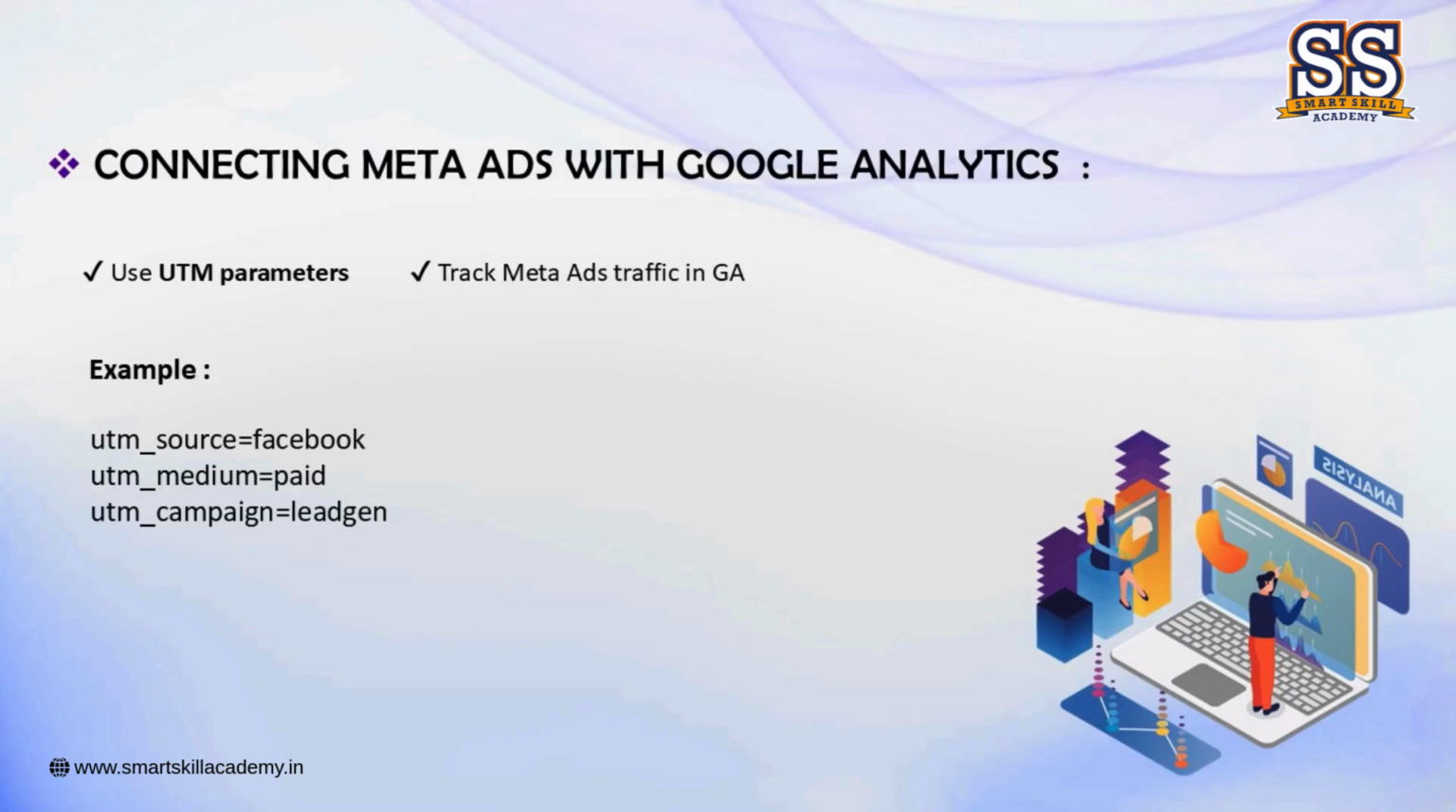To do this accurately, we use UTM parameters, small snippets of code added to the end of your URLs that act as digital tracking tags. As shown in our example, by defining the source as Facebook, the medium as paid, and the campaign name as Ledgen, you tell Google Analytics exactly which ad brought the user to your page.